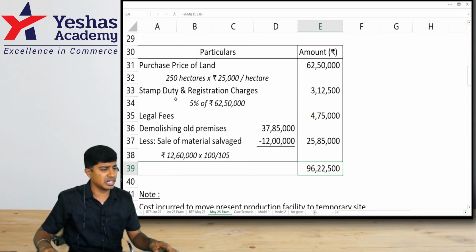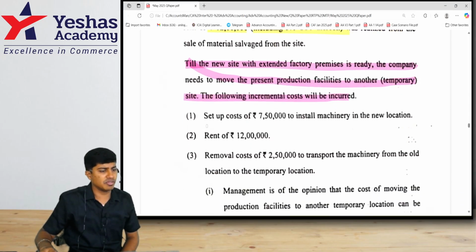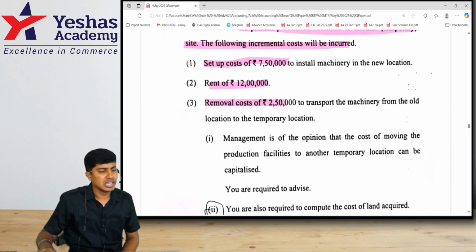96 lakh 22,500. They've given details of that cost also. Setup cost 7 lakh 50, rent 12 lakh, removal cost 2 lakh 50. They're asking us, management is of the opinion that the cost of moving of production facilities to the temporary site should be capitalized. You are required to advise.